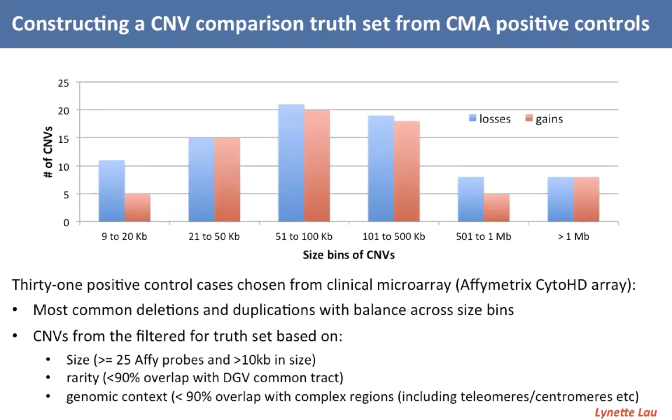The CNVs were filtered from the true set. So we are looking at things with greater than 25 probes on the Affymetrix array. We are looking at things that are greater than 10 kb in size. As I said, it's not that we're not going to be looking at things less than 10 kb in size, but what we wanted to do was validate this test at the resolution of the microarray. We've also filtered based on rarity. We took the true set and narrowed this down to variants that are rare. One of the issues here is that common variants in microarray and genomes are often displayed differently, and it's really hard to compare, especially if they're in messy regions. But because they're common, it's not something we're that interested in validating anyway.